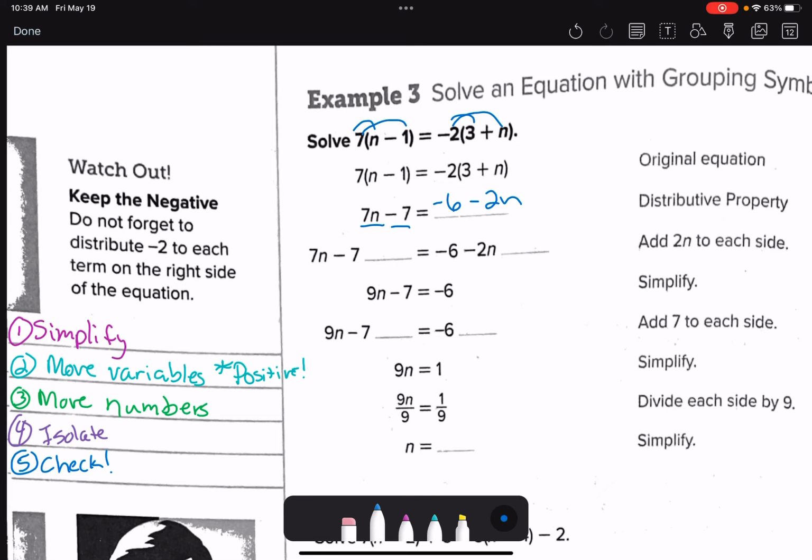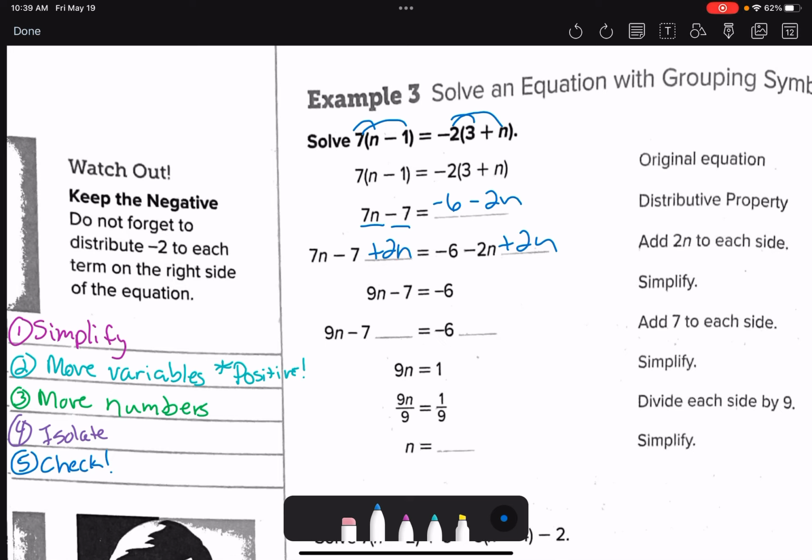Step number 2 is move the variables. And remember, I have that extra thing to try to keep it positive. Do you have to do that? No. But again, watch your negatives if you choose not to do it that way. So for me, I'm going to keep that -2n. I'm going to move it over because that is smaller than 7. So -2 is the smaller coefficient. How do I move a -2 over? We add. So add 2n plus 2n.